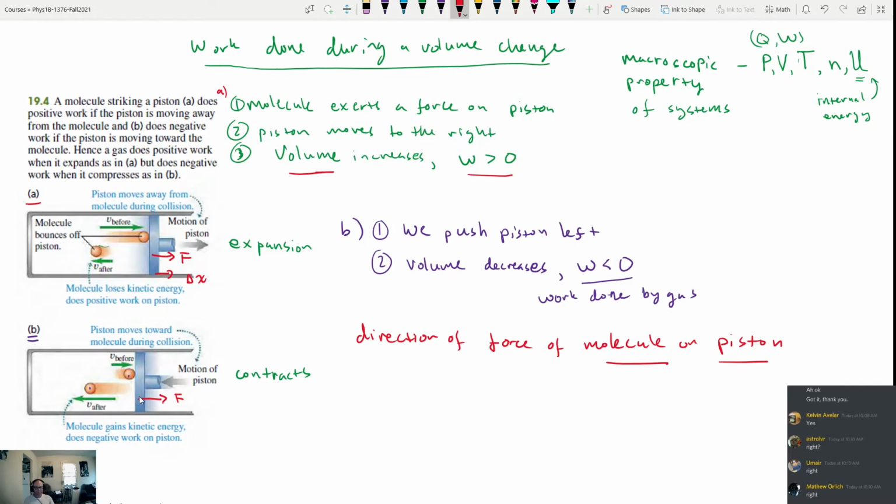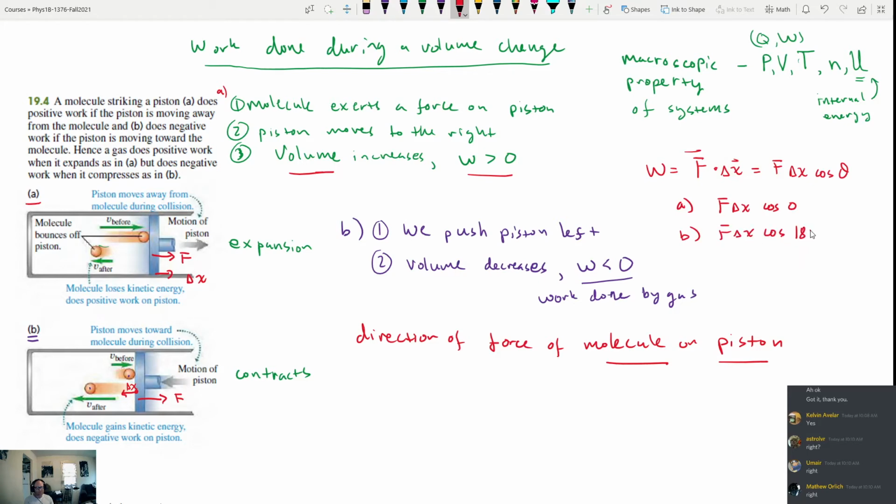What about the displacement? The displacement of the piston is left, because we specifically said we're moving to the left. So if I have displacement to the left and force to the right, that leads to negative work, because, just to remind you, the dot product of force and displacement gives you work. If I take force times displacement and multiply by the cosine of the angle between them, I get the work. In part A, it would be F times delta x times cosine of 0. In part B, it would be F times delta x times cosine of 180.